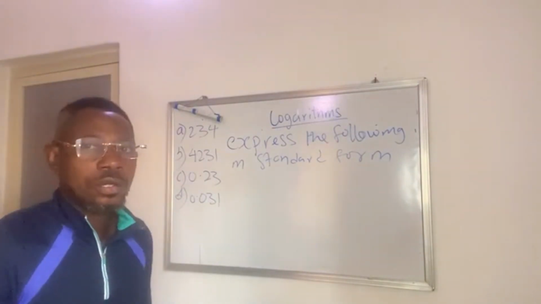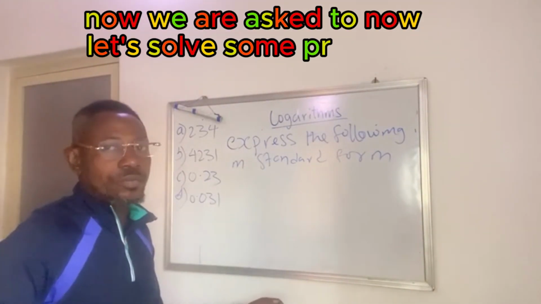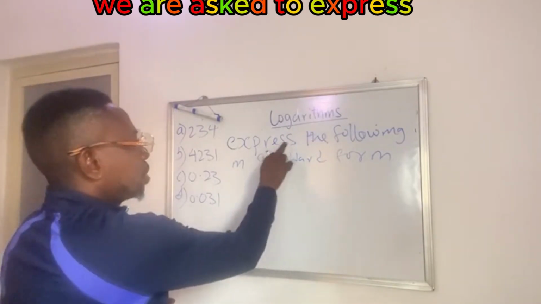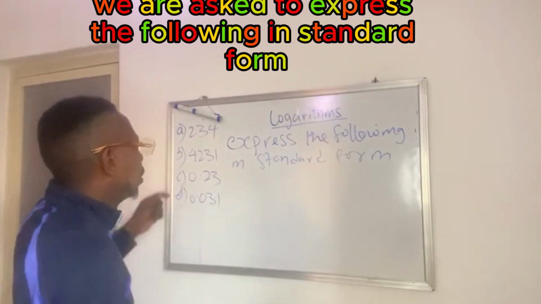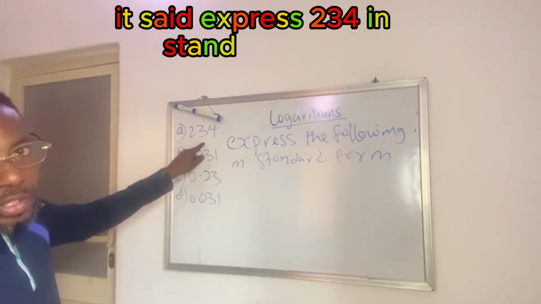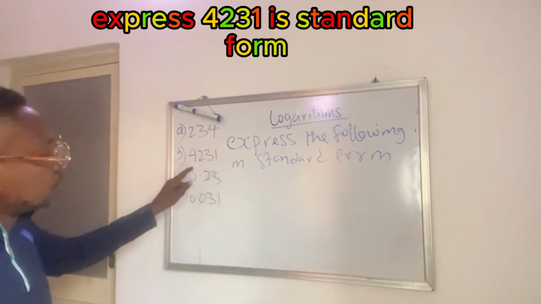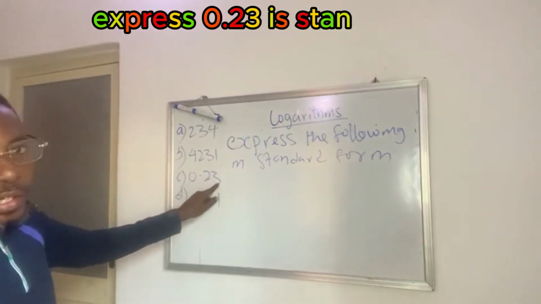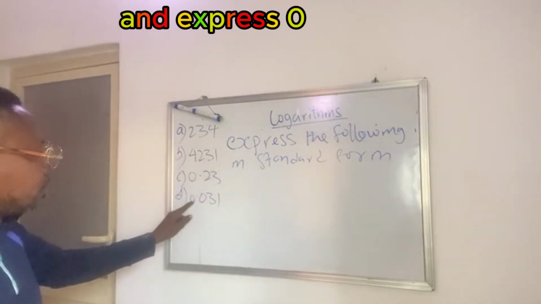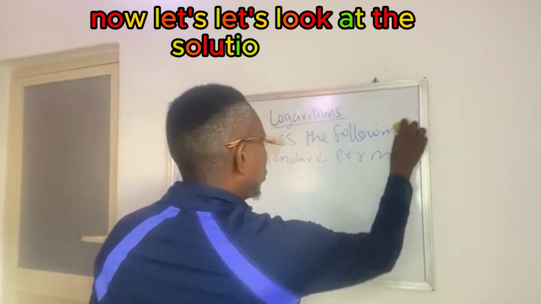Okay, let's move on. Now let's solve some problems. We are asked to express the following in standard form. We have our first problem here. Express 234 in standard form. Express 4231 in standard form. Express 0.23 in standard form, and express 0.031 in standard form. Now let's look at the solution here.